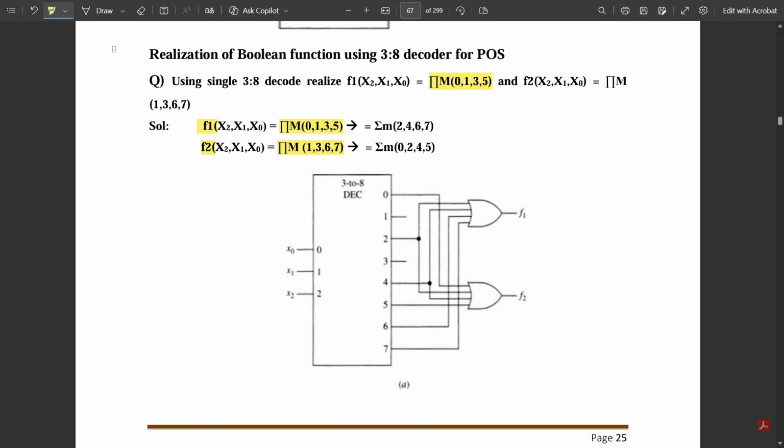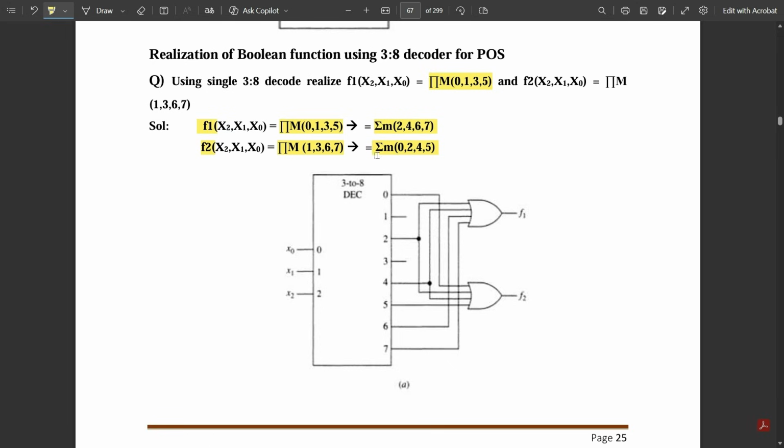It's very easy. In the product of max terms, they have given 0, 1, 3, 5, right? Apart from these terms, from 0 to 7, which are missing? That you write in terms of sum of min terms. From 0 to 7, which terms are missing in this group? 0, 1 is there, 2 is missing, 3 is there, 4 is missing, 6, 7 is missing. Like this, pi m can be converted to sigma m for these two cases. Here also, 1, 3, 6, 7. In order to convert it into sum of min terms, you write the terms that are missing, that is 0, 2, 4, 5.